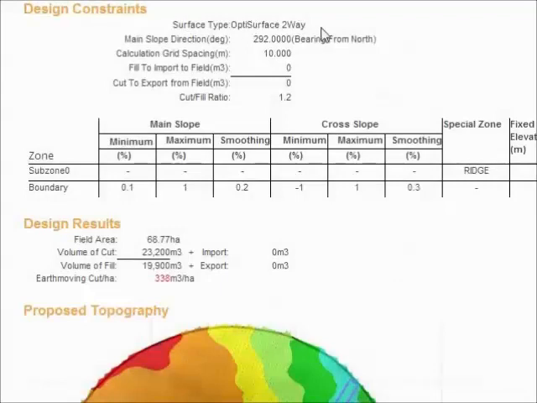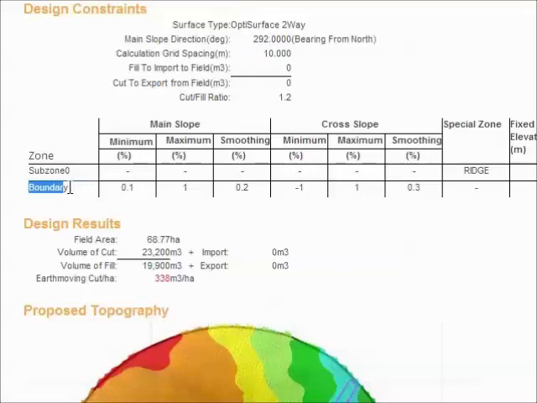Here's the inputs that went into the calculation. So we set the surface type to OptiSurface two-way. We set the main slope direction to 292 degrees. That's the direction the furrows will run. We set the calculation grid spacing to 10 meters and the cut fill ratio is 1.2.